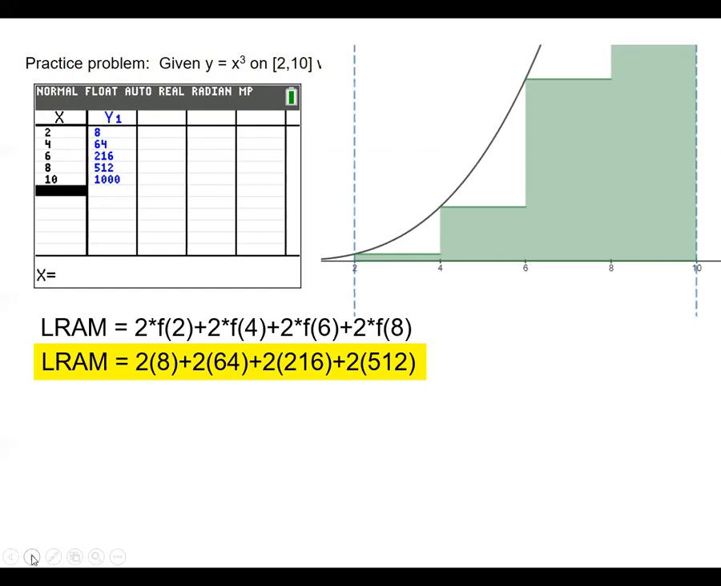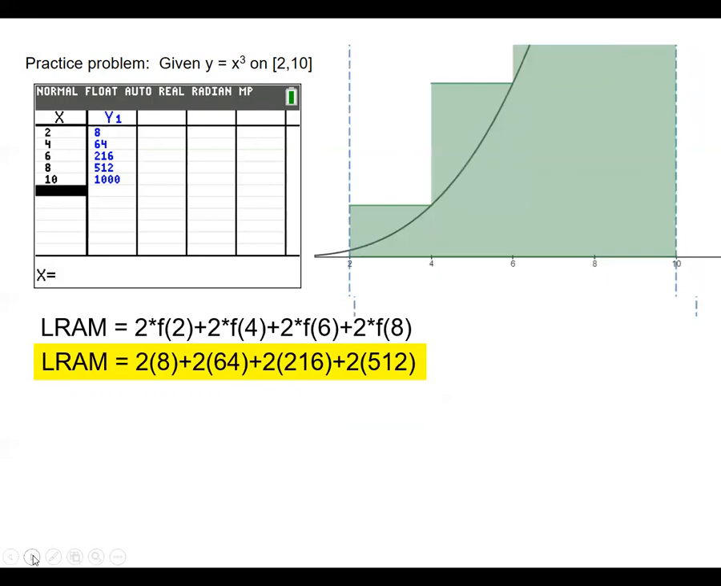Okay, I'm going to pause here, or I want you to pause here, and I want you to do an RRAM, a right rectangular method. So it's up to you if you want to draw it, but at this point, I think you should maybe be able to know the 4 rectangles that you're going to be drawing for a right rectangular method. So pause me and do the RRAM.